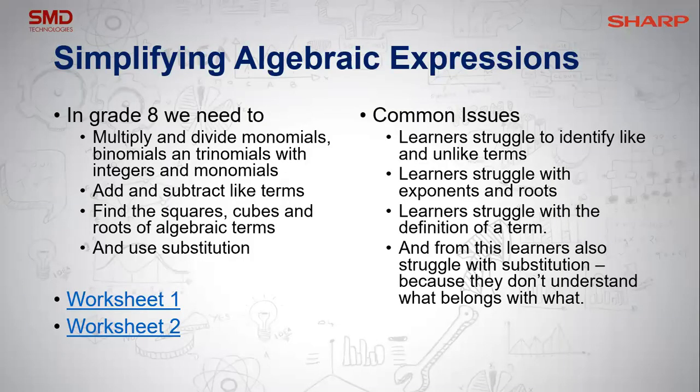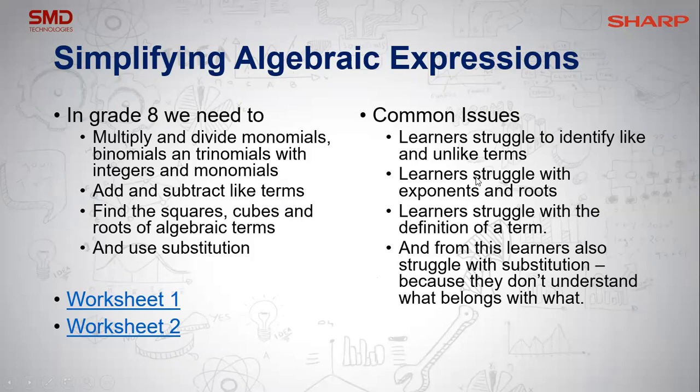So from there, we also need to be able to simplify algebraic expressions. In grade 8, we need to be able to multiply and divide monomials, binomials, and trinomials with integers and monomials. And then, of course, add and subtract our glorious like terms, find squares, cubes, and roots of algebraic terms, and use substitution. So here are 2 worksheets for grade 8 that you can download from Maths at Sharp.